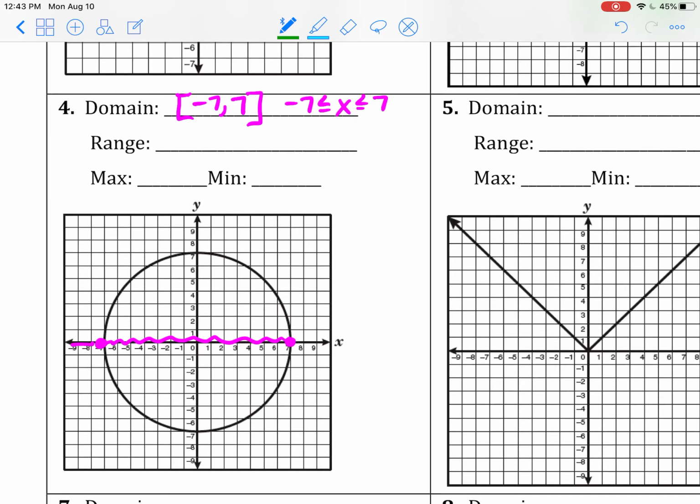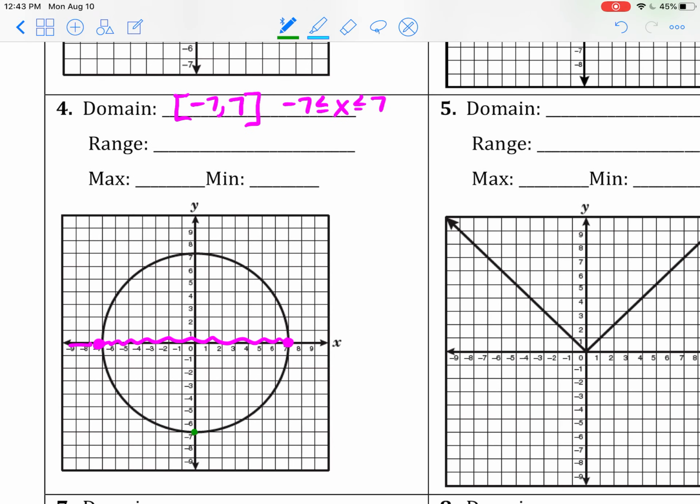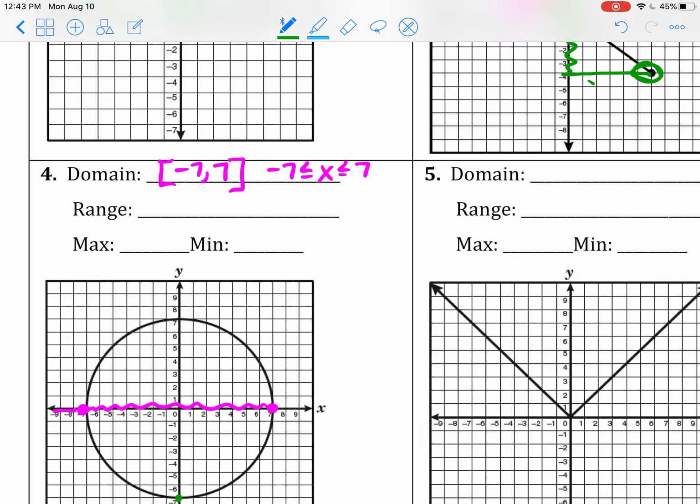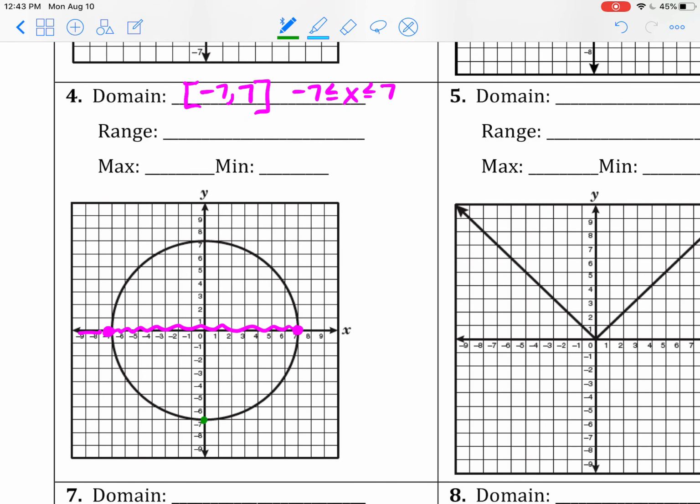Switching to range, same deal. We scan from bottom to top. The first point is -7. The higher point is 7. So the range looks exactly the same, except when we use inequality notation, the variable is being used, and so we see a y instead of an x. Okay, the maximum, both of them exist. The maximum would be 7, the minimum would be -7.